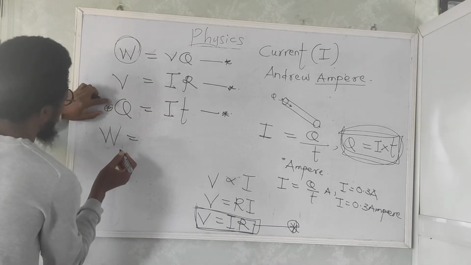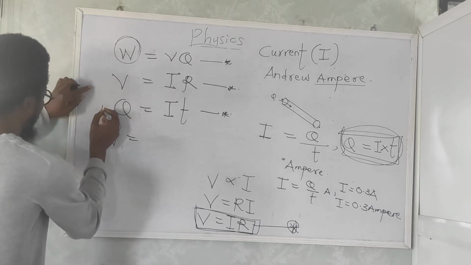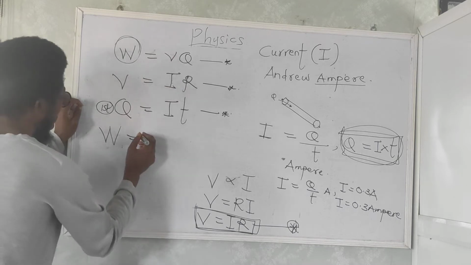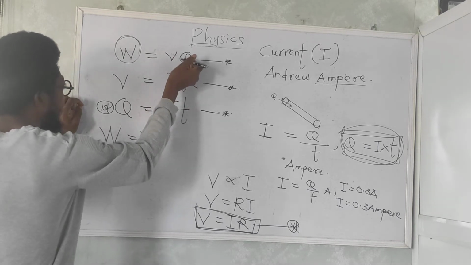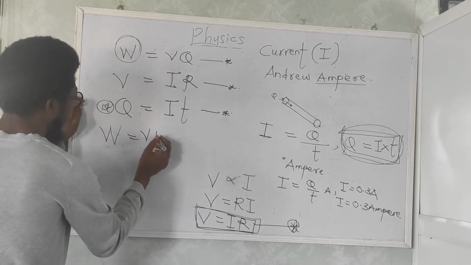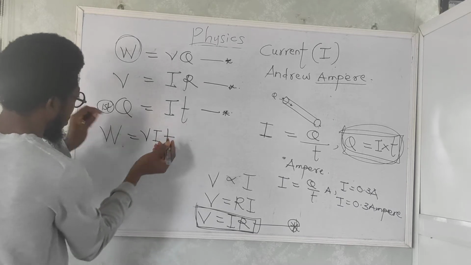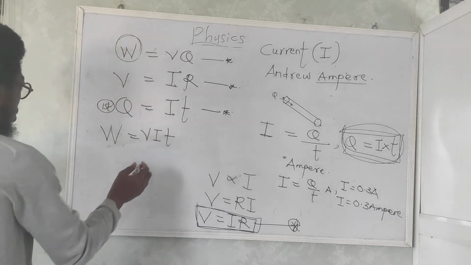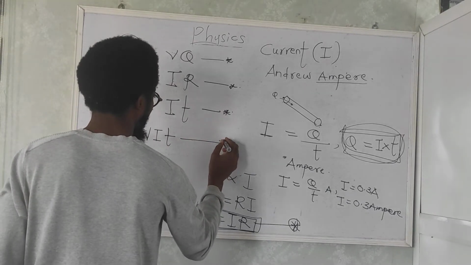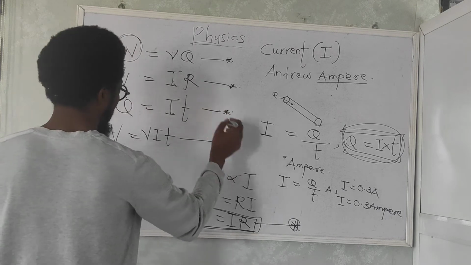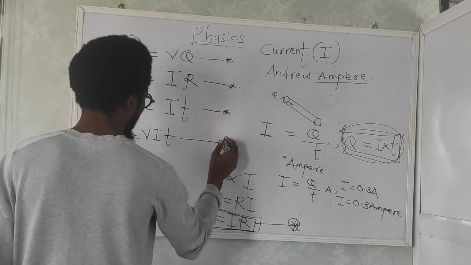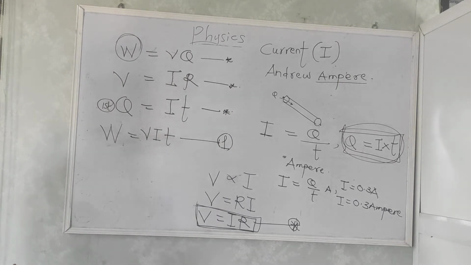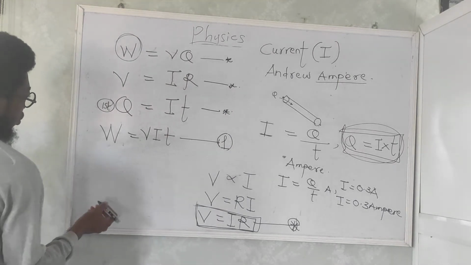So if I substitute this first, let me write that here. I substitute Q first. I'm going to have V, then what is the value of Q? Then I, then T. So IT is my Q, then V is still V. So this is one of the important formulas to calculate the work done in electricity. So therefore, I label it to be 1. Easy, right?